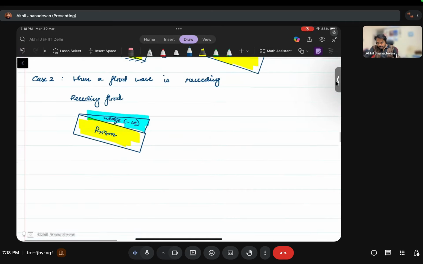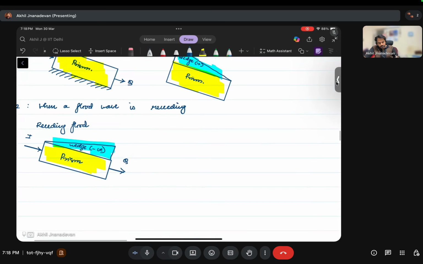And so this here is the inflow and this is the outflow, right? And after the flood, when the receding wave is gone, then it comes back to the initial state. That is, we have only the prism storage. So this will be having only the prism storage.